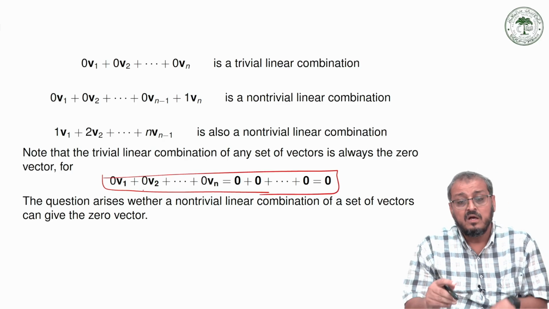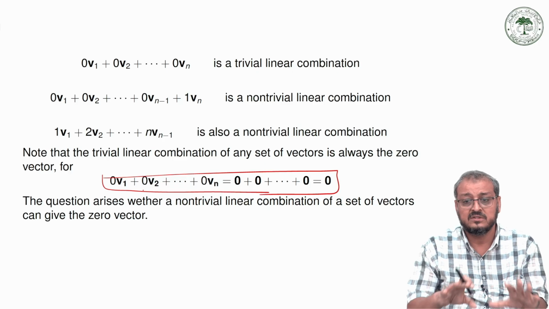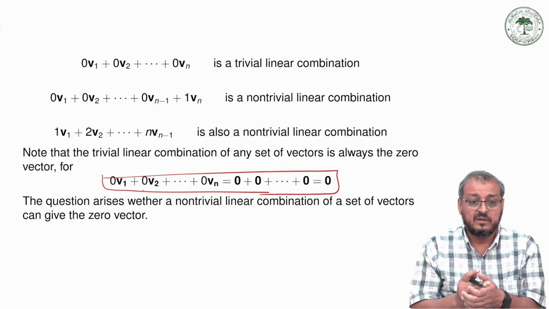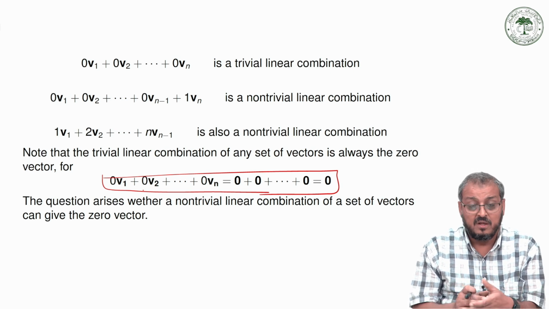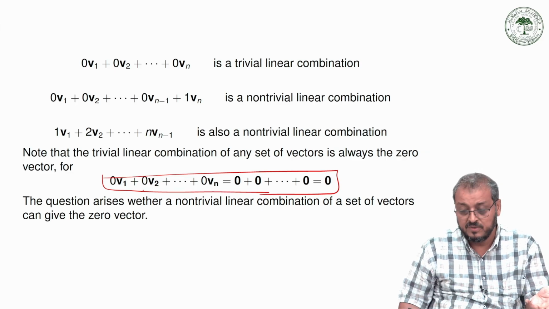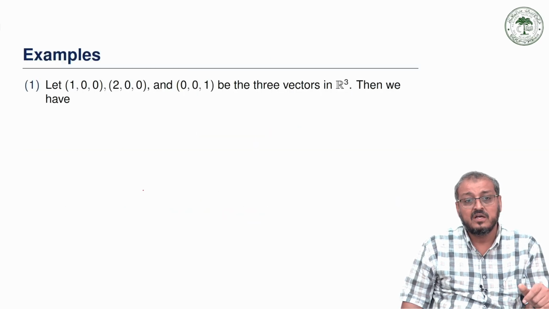if we have a trivial linear combination, then we have to show that this is always equal to the 0 vector. But the question arises whether a non-trivial linear combination of a set of vectors can also give a 0 vector, because there is a possibility. If we take a non-trivial linear combination, is it possible that we also get the 0 vector or not? So, the answer is affirmative. Why is the answer affirmative? We take one example.